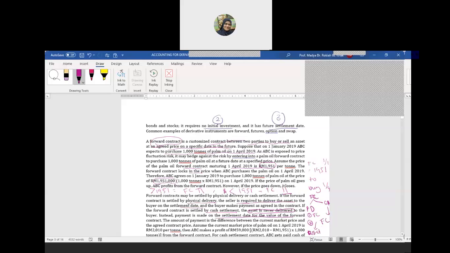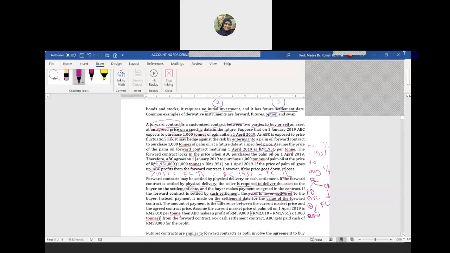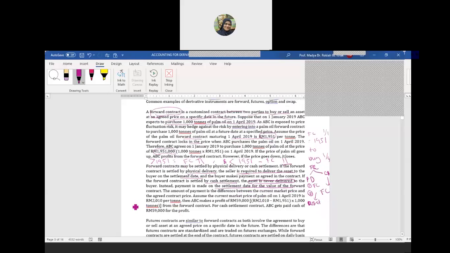The amount of payment is the difference between the current market price and the agreed contract price. The amount of settlement here is the market price minus the agreed contract price. Assume that the current market price for the palm oil on 1st of January 2019 is 2010. The contract price, or the forward price, is 1951. So in this case, your market value is higher than the contract price of the forward contract, which means you're going to have a profit.